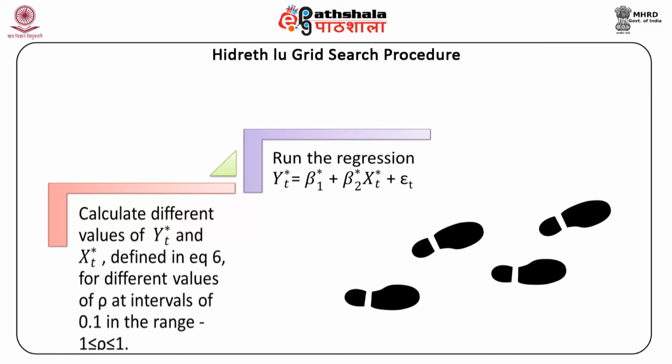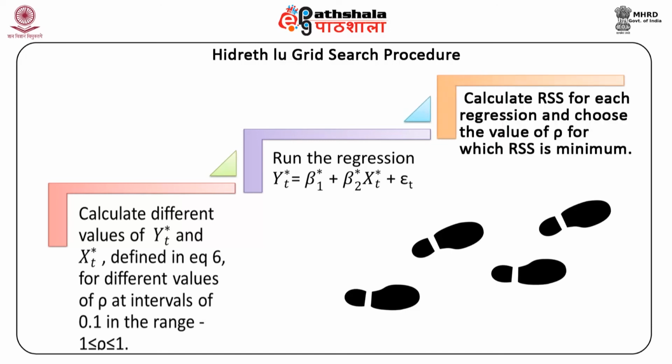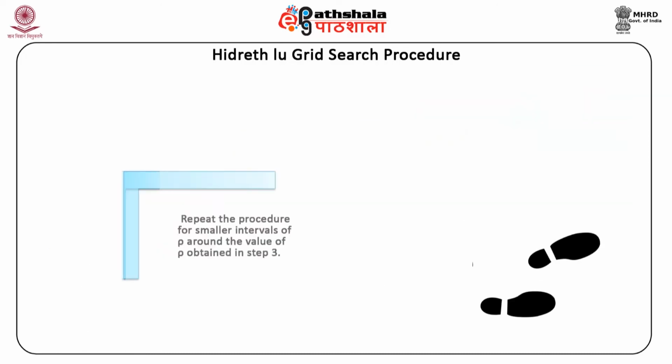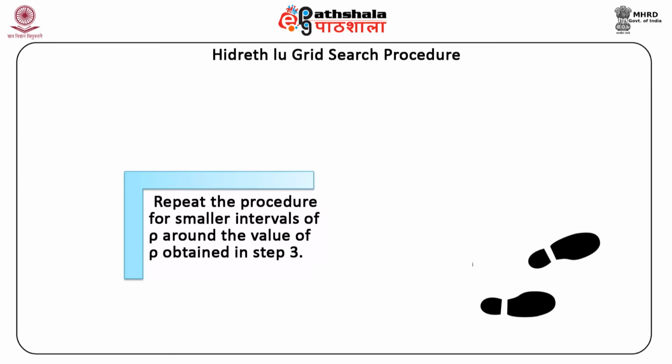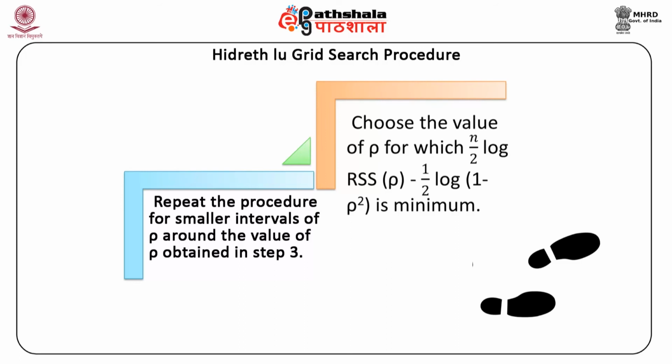Step 2. Run the regression yt star is equal to beta 1 star plus beta 2 star xt star plus epsilon t. Step 3. Calculate RSS, which is the residual sum of squares, for each regression and choose the value of rho for which this RSS is minimum. Step 4. Repeat the procedure for small intervals of rho around the value of rho obtained in step 3. Step 5. Choose the value of rho for which n by 2 log RSS as a function of rho minus half log (1 minus rho square) is minimum.